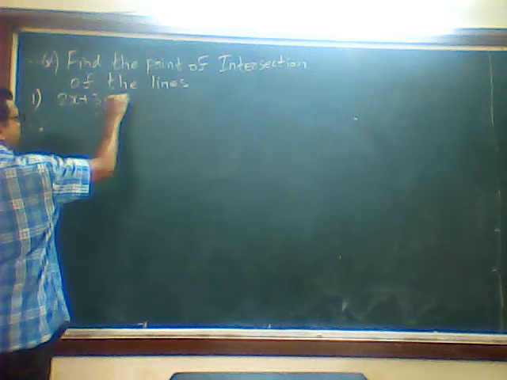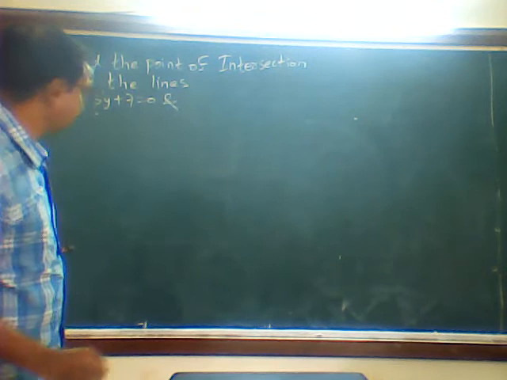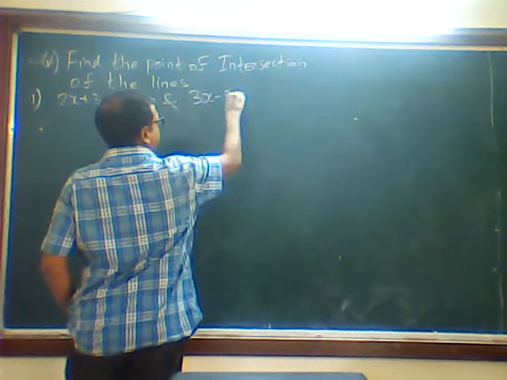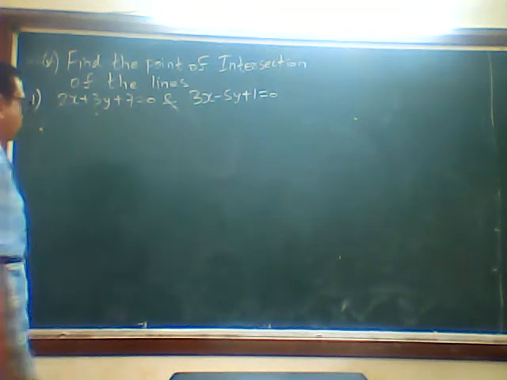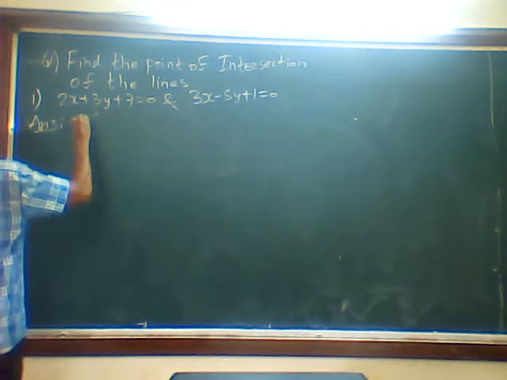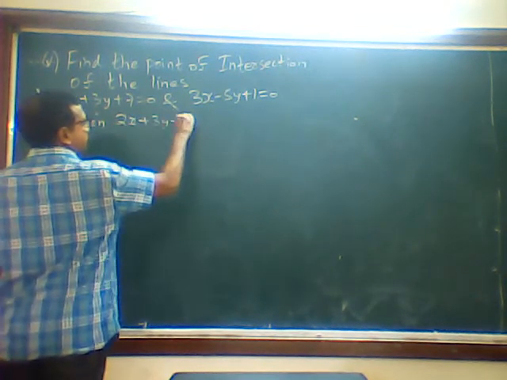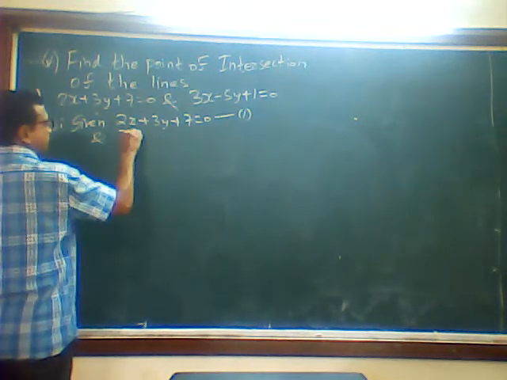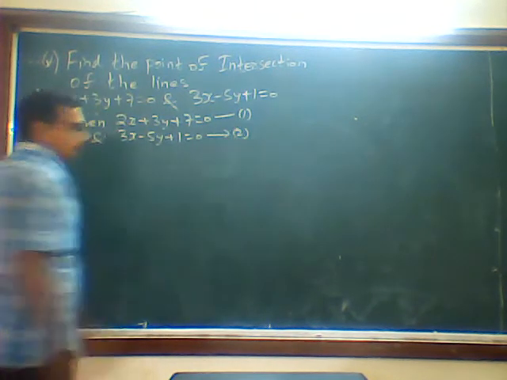2x plus 3y plus 7 is equal to 0 and 3x minus 5y plus 1 is equal to 0. Now I'll name this as equation 1 and equation 2. Given 2x plus 3y plus 7 is equal to 0, equation number 1, and 3x minus 5y plus 1 is equal to 0, equation number 2.